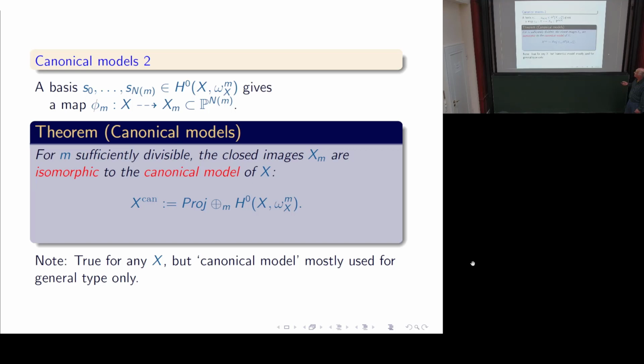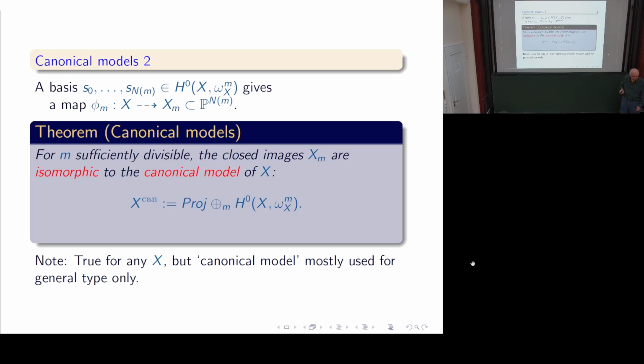So you just take all m non-negative, otherwise there are no sections. Now in some sense, the only hard thing is to show that this ring is actually a finitely generated ring, and then you take its Proj, which is something sensible. But that was the really hard thing to show, that this ring is actually finitely generated.